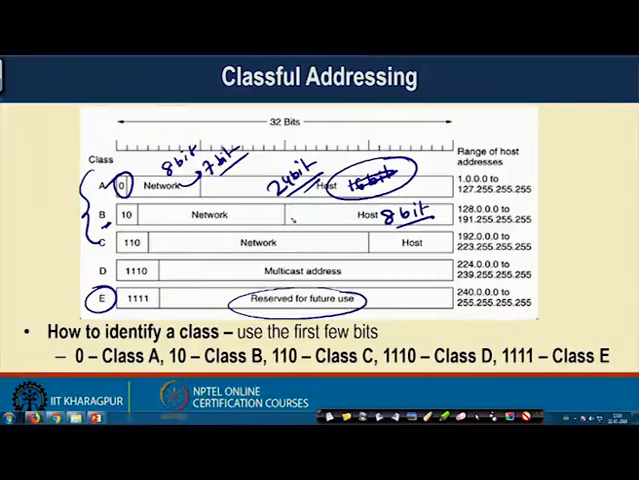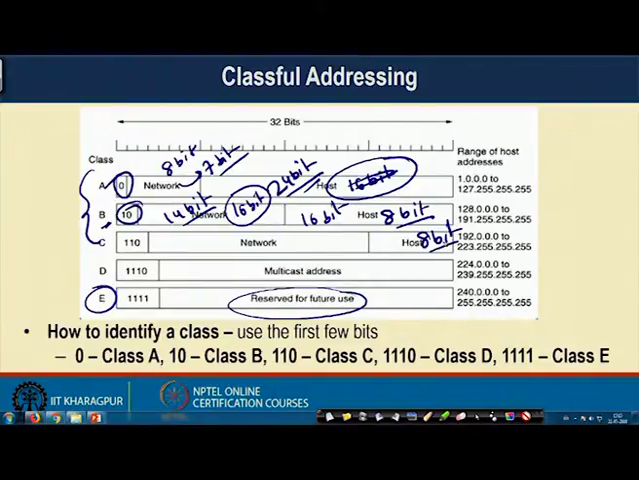In case of class B IP address, you have 16 bits of host address and then 16 bits for the network address. Out of this 16 bits, 2 bits are reserved for denoting it as a class B. So, you can have a total of 14 bits.